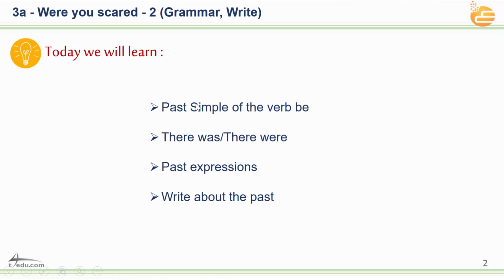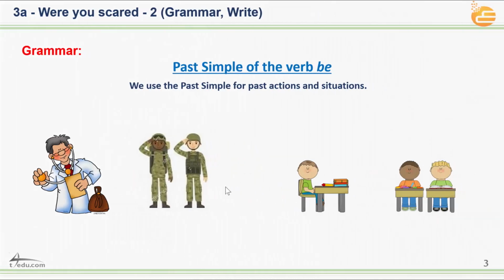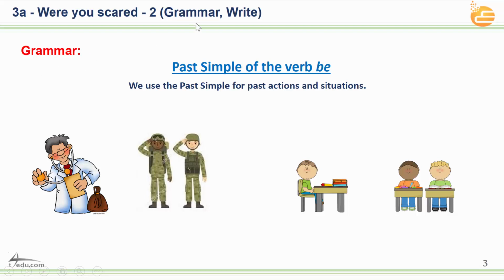Today we will learn number 1, past simple of the verb be. The second thing, there was and there were. Number 3, past expressions. Number 4, write about the past and how can you make sentences about the past. We will start, as we said, with the grammar. Okay, then after that, write.